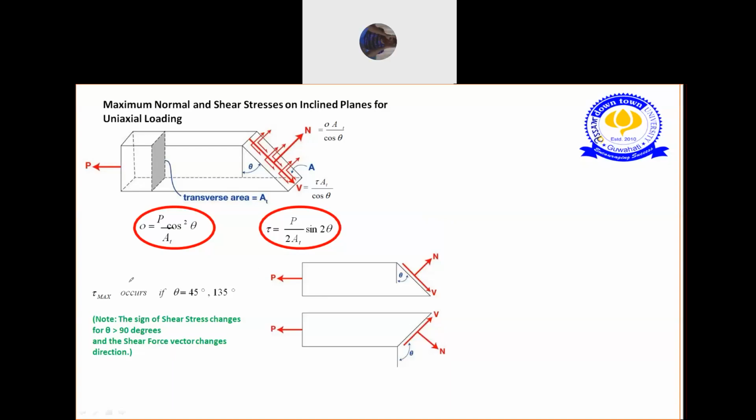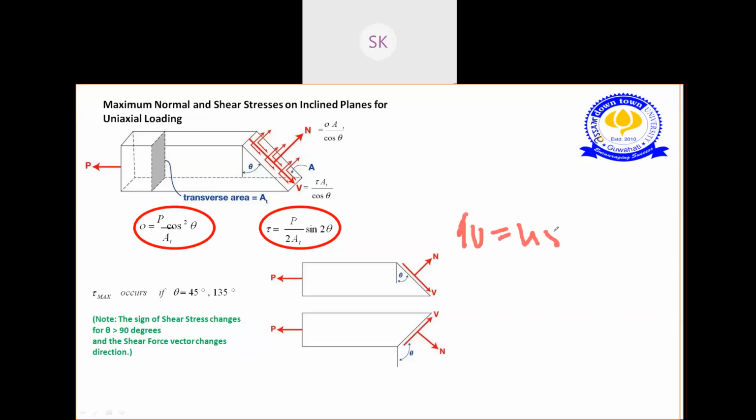Okay, so for tau max, your tau will be maximum when theta is 45 degree. Half of 90 is 45 degree, and we got 270 also. The half of 270 is 135 degree. So these two are the theta values when tau will be maximum. Understood? Clear? Okay, ma'am.